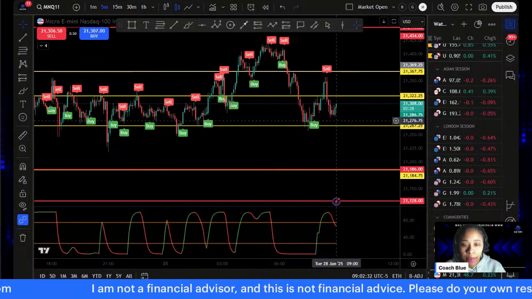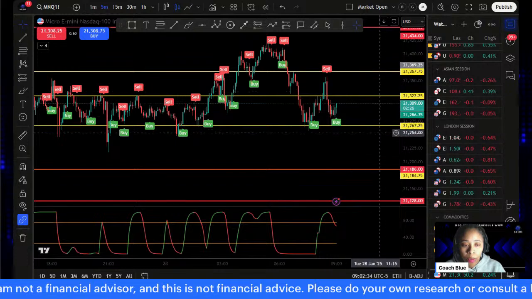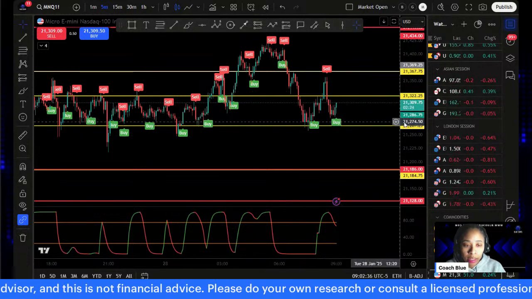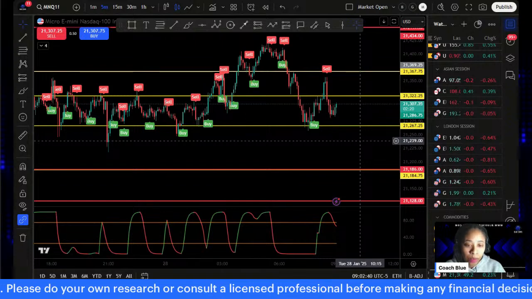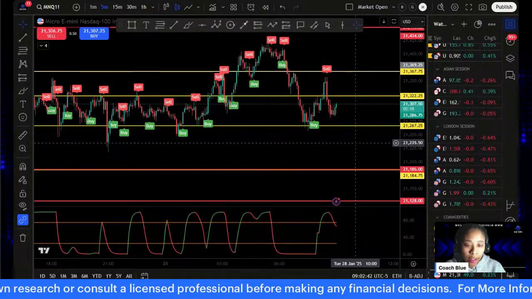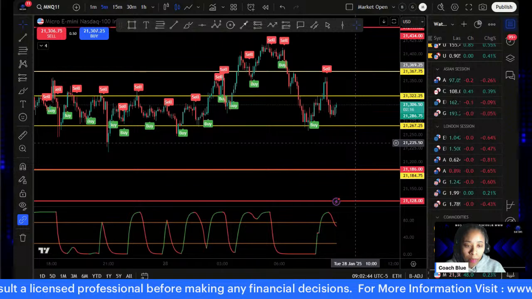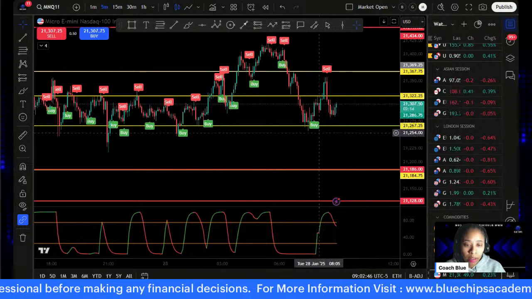All right, so we have our setup. We know what we're looking for. And here's a potential buy signal coming in. It's 9:02. It's kind of early, but we'll see what these next two candles look like.